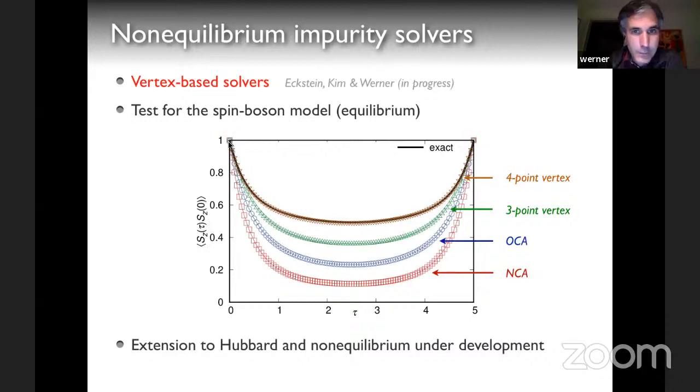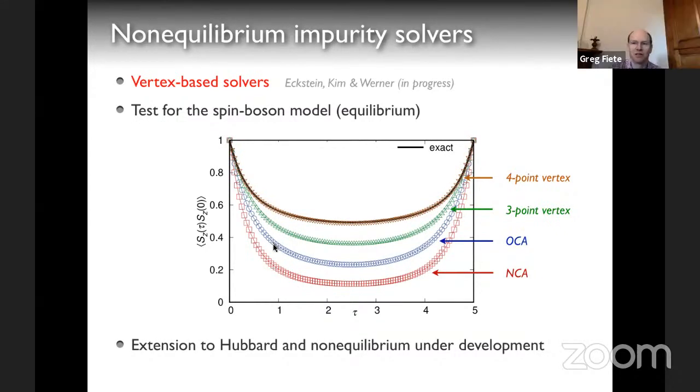And for the given parameters here, the exact solution is the black line. And you can see in red, the non-crossing approximation to this problem, which is very bad. The one-crossing approximation slightly corrects it, but it's still pretty poor. Then the green line shows this self-consistent three-point vertex approximation. And once we add the four-point vertex, we can make this scheme exact.